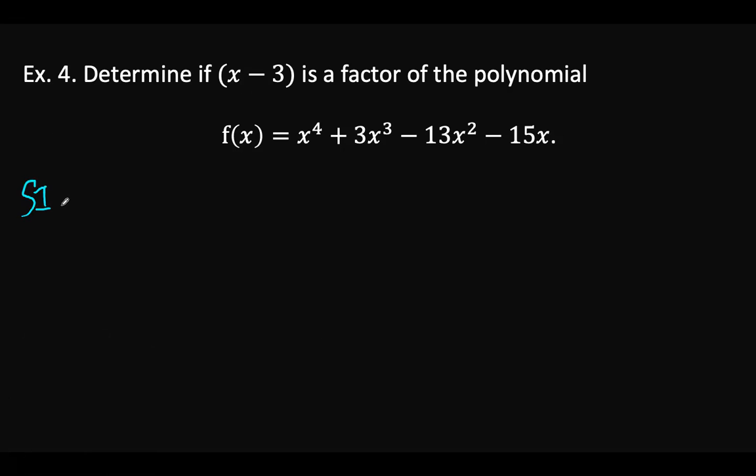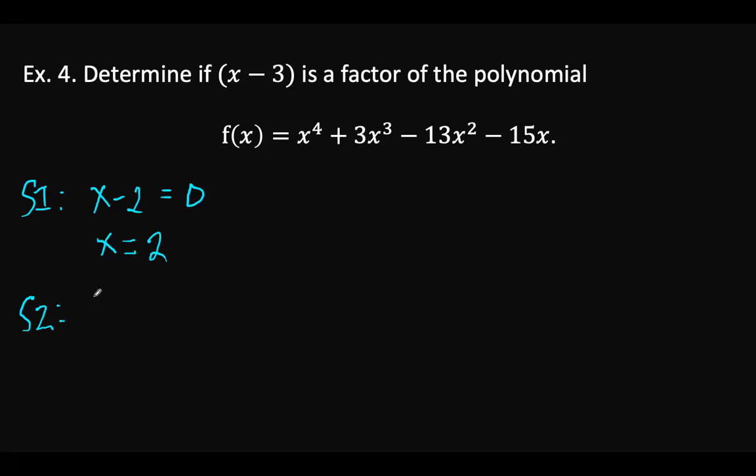Our step number 1 is we're going to equate the given binomial to 0 and solve for x. X is equal to 2.